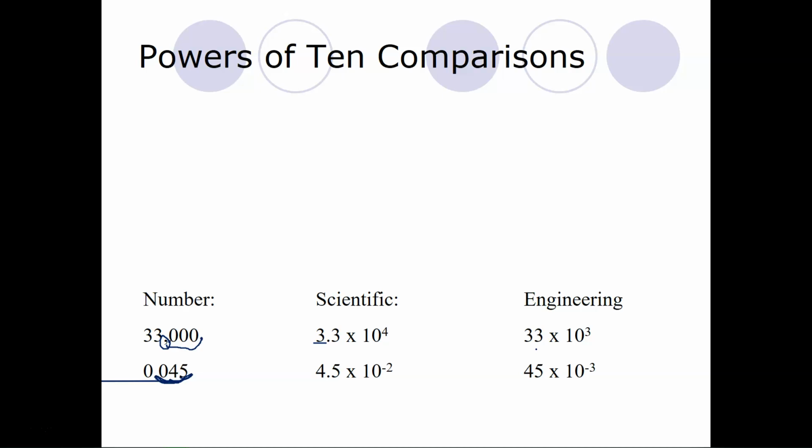So what's the rule in engineering calculation? It's from 1 to 999. So the number here can be between 1 and 999 because we're moving by powers of 3. Always we have to move by 3, right? You have to move by 3s, exactly. You cannot move by anything but the power of 3.